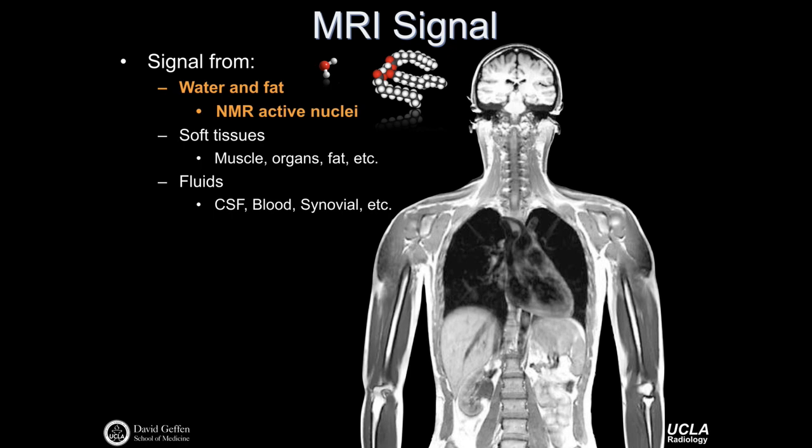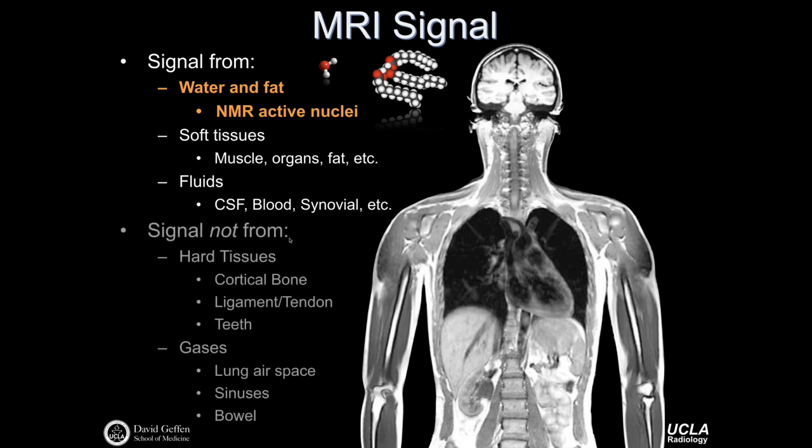It's important to recognize where we do not obtain an NMR signal from. In particular, the NMR signal or the MRI signal arises from both water and fat because water and fat contain an important NMR active nucleus, hydrogen. Hydrogen, of course, is found in lots of other chemical structures within the body, but the unique chemical environment of water and fat in particular make them especially NMR visible. We find water and fat in lots of tissue parts of the body, including soft tissues like muscles, organs, and fats, but also in fluids like cerebrospinal fluid, blood, and synovial fluid.